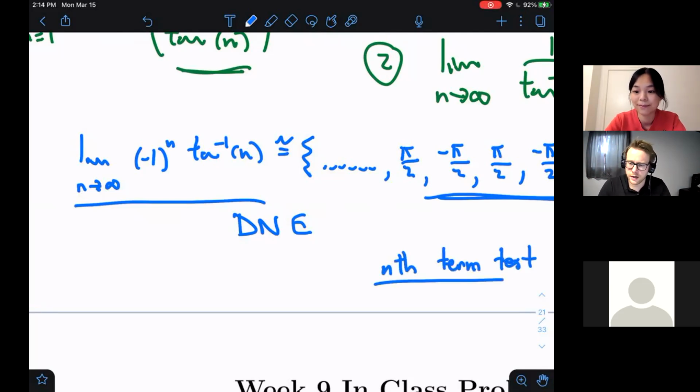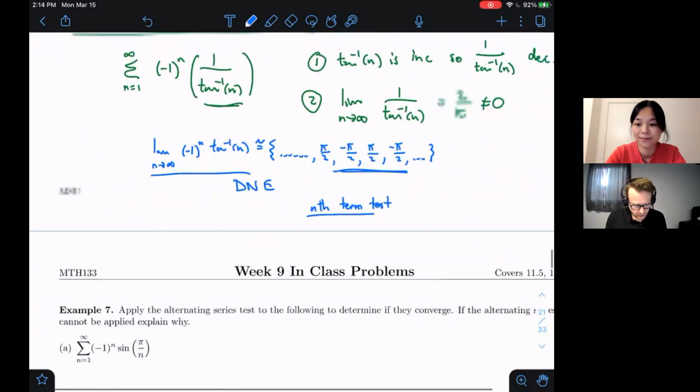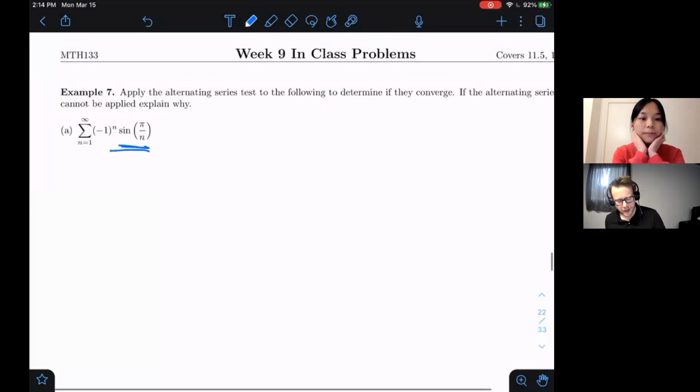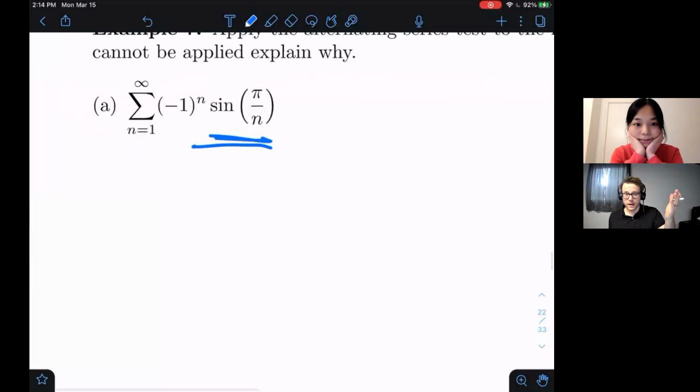Excellent. Let's see here. Let's do another one. Apply the alternating series test to the following to determine if they converge. And again, if it doesn't work, explain why. This is a very interesting one, right? This is maybe a quite mysterious function. It's fairly complicated. It does look like an alternating series, so we have that going for us.